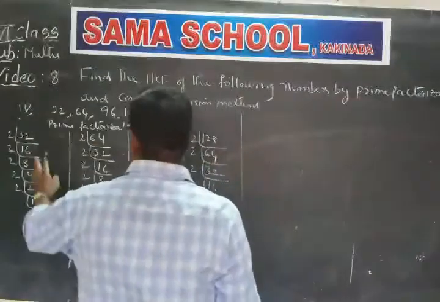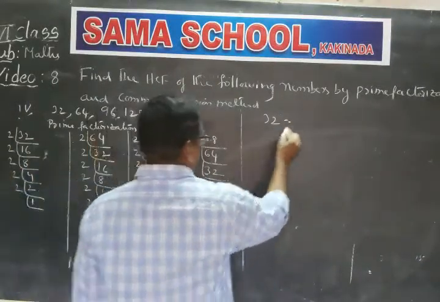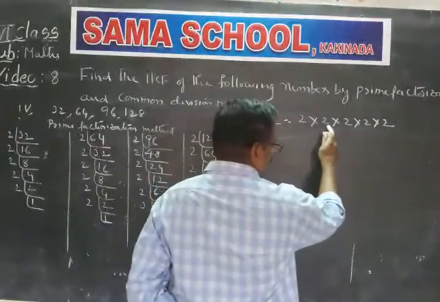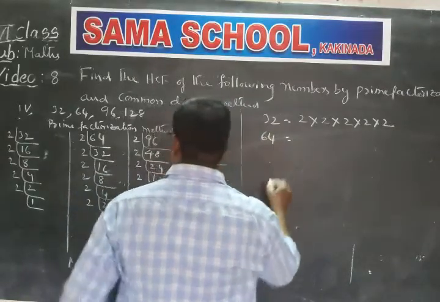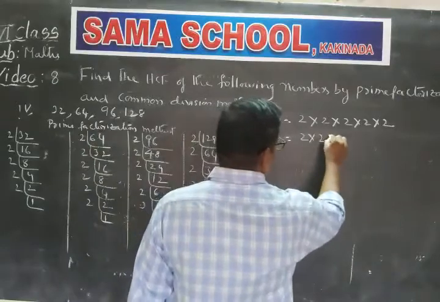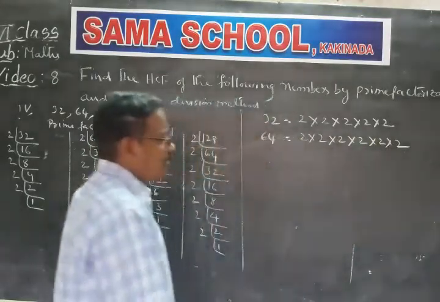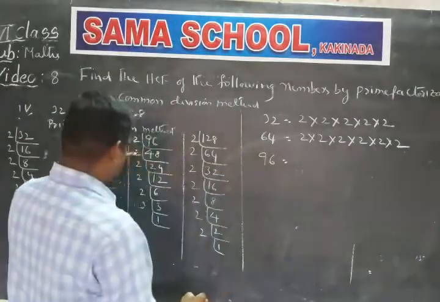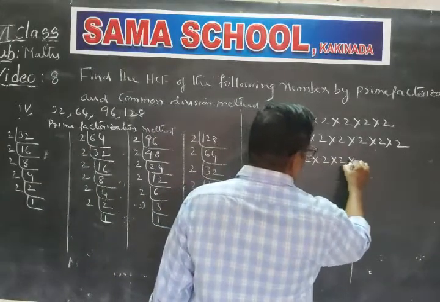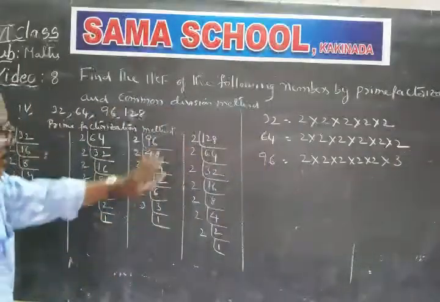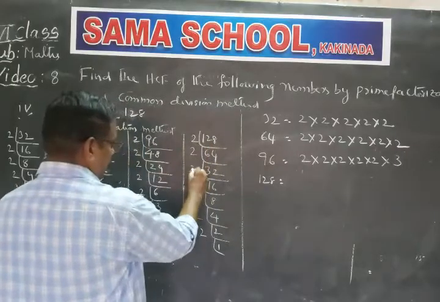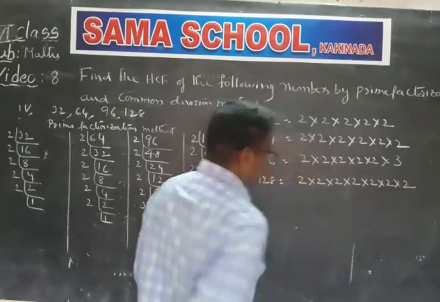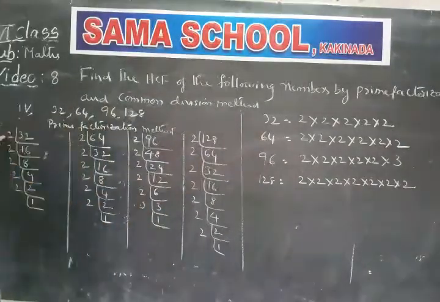Now write the product of prime numbers. 32 is equal to 2 into 2 into 2 into 2 into 2, five 2s. 64 is equal to six 2s. 96 is five 2s and a 3. 128 is equal to seven 2s.